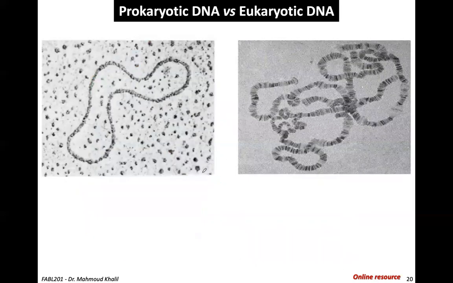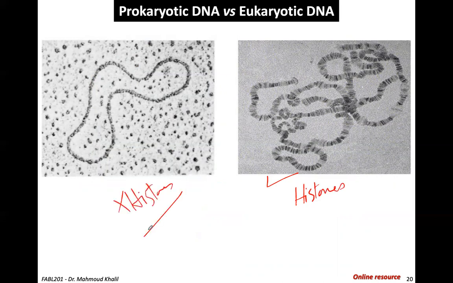Even though they look more complex, as you know, the eukaryotic DNA is complexed with histones, and there are no histones in the prokaryotes. So that's why the DNA looks different in the prokaryotes than in the eukaryotes.